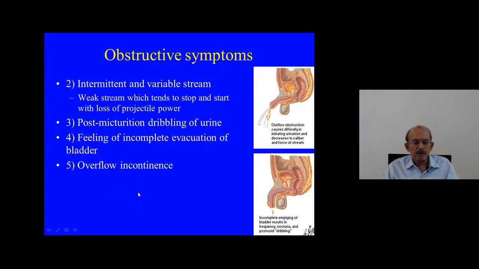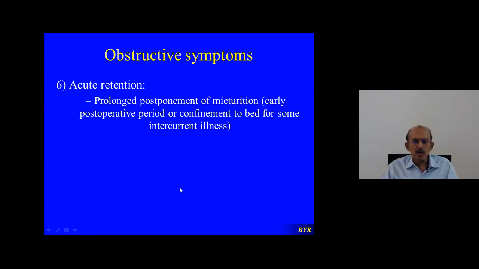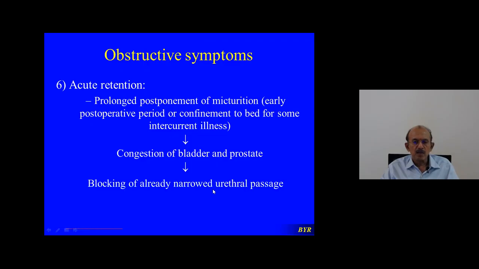There may be overflow incontinence if there is chronic retention. So due to chronic retention, the atonic bladder distends and urine dribbles out. Sometimes there will be precipitation with acute retention, so prolonged postponement of micturition. This prolonged postponement can occur in the early postoperative period or when the patient is confined to bed for some intercurrent illness. This leads to congestion of the bladder and prostate, and that will aggravate the blocking already present.